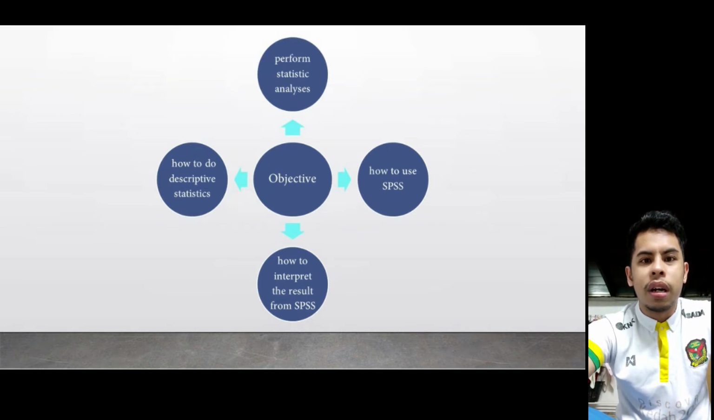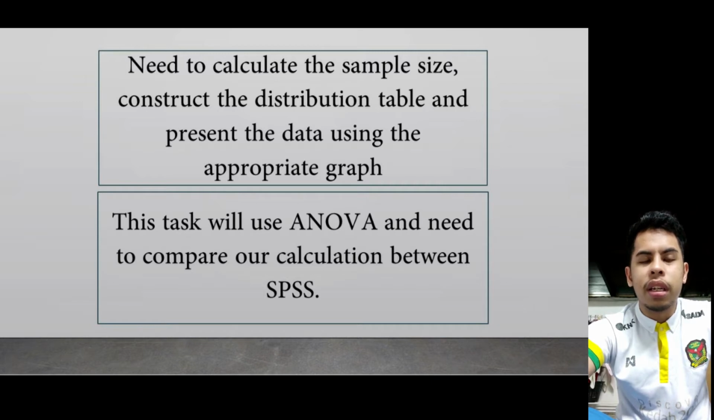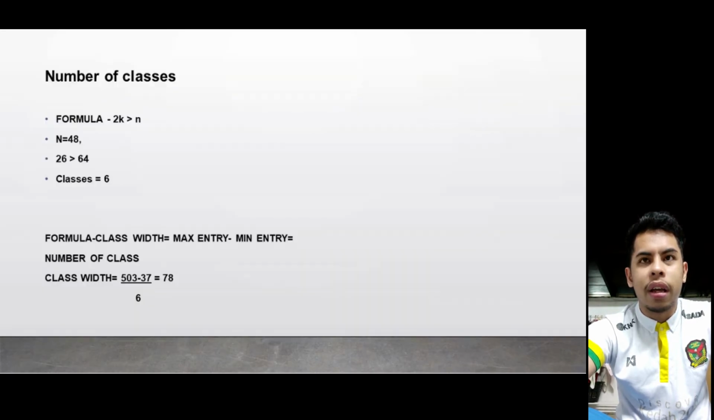So we need to calculate the sample size, construct the distribution table, and present the data using appropriate graph. This task also will use ANOVA and need to compare our calculation with SPSS. After we have arranged the data, we need to use a formula. So the formula is 2^k bigger than n.